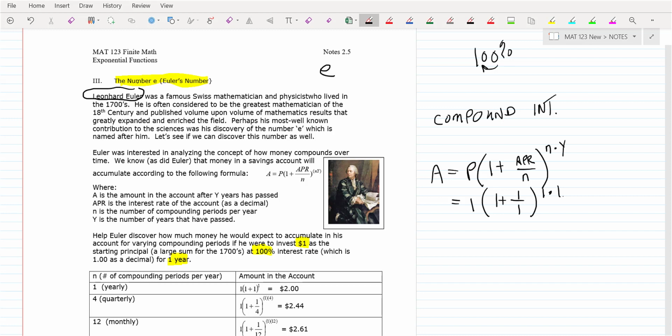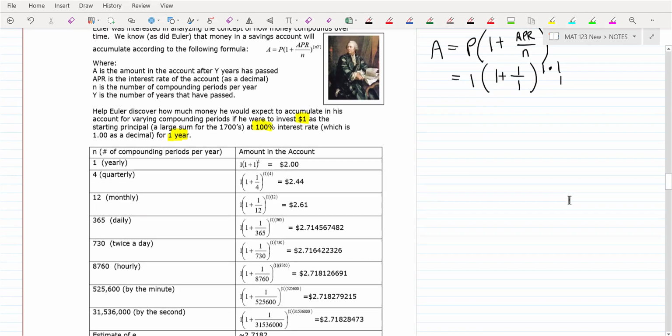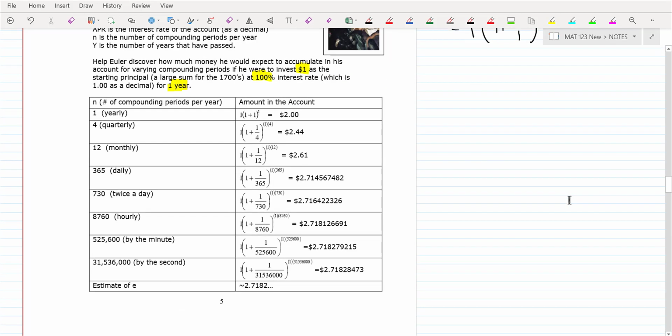Now, I'm not going to do every one of these, I'm just going to give you the idea. You can also do interest quarterly. Quarterly means 4 times, you're going to do it 4 times in a year. So that would go like this. Again, that's your principal, $1 there. Now it's 100%, and interest is 4 times, so that's 1 over 4, and you're doing it 4 times. If he did his interest quarterly, it would be $2.44.